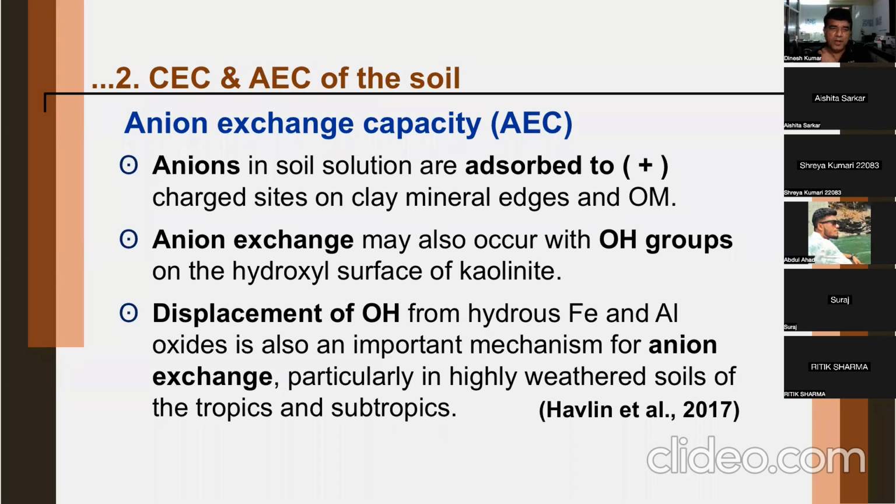So displacement of OH from hydrous. So what is hydrous? Hydrous means water is added. Hydrous means water is added to the iron or aluminum compounds or oxides. That is the meaning of this. Displacement of OH from hydrous, meaning hydrated iron and aluminum oxide, is also an important mechanism for anion exchange, particularly in highly weathered soils of the tropics and subtropics.